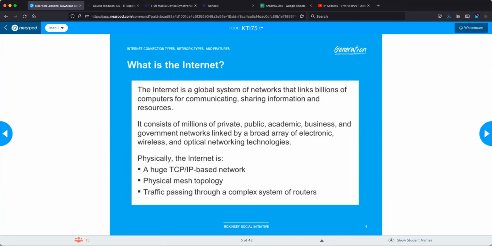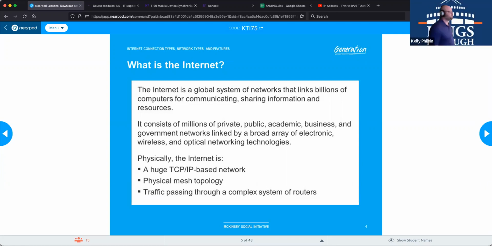Yes, we can. All right, the internet is a global system of networks that links billions of computers for communicating, sharing information, and resources. It consists of millions of private, public, academic, business, and government networks linked by a broad array of electronic, wireless, and optical networking technologies. Physically, the internet is a huge TCP/IP-based network, physical mesh topology, and traffic passing through a complex system of routers.